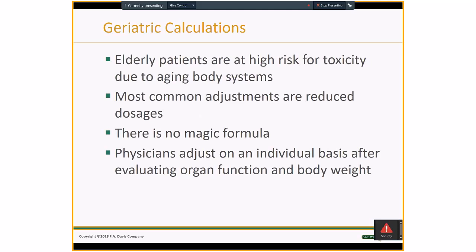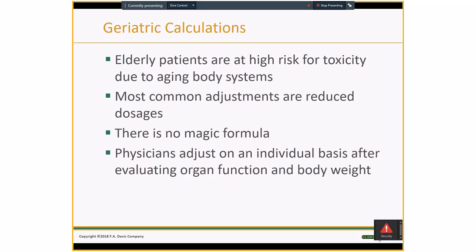So elderly patients, their problem is that they have a slower metabolism, so they're kind of the opposite. The pediatrics have really fast metabolism, so they metabolize all their medications really quick, whereas the older we get, the slower we metabolize it, so they're more at risk for getting toxicity because they're not breaking it down and metabolizing it as fast. So a lot of times they have to reduce the dosages, but there's not really a magic formula because everybody's different, of course.